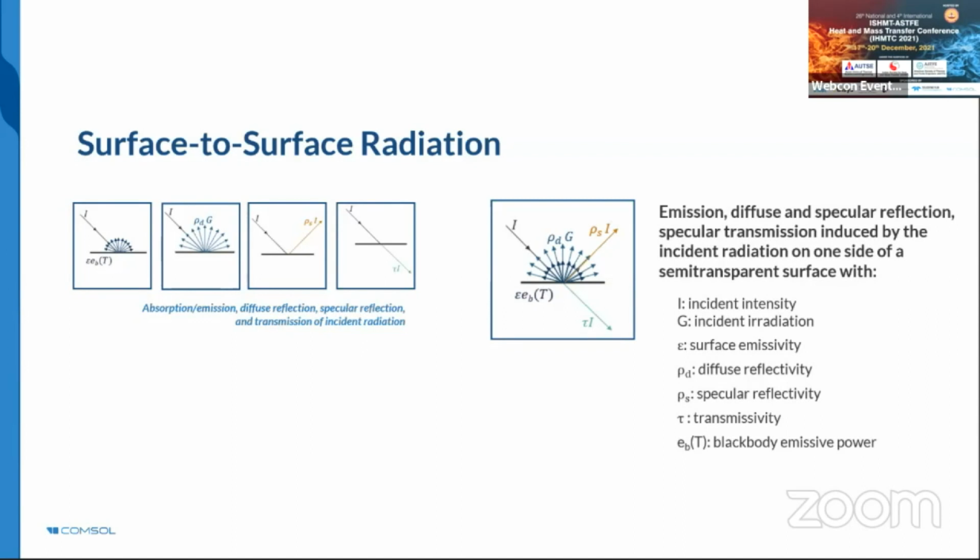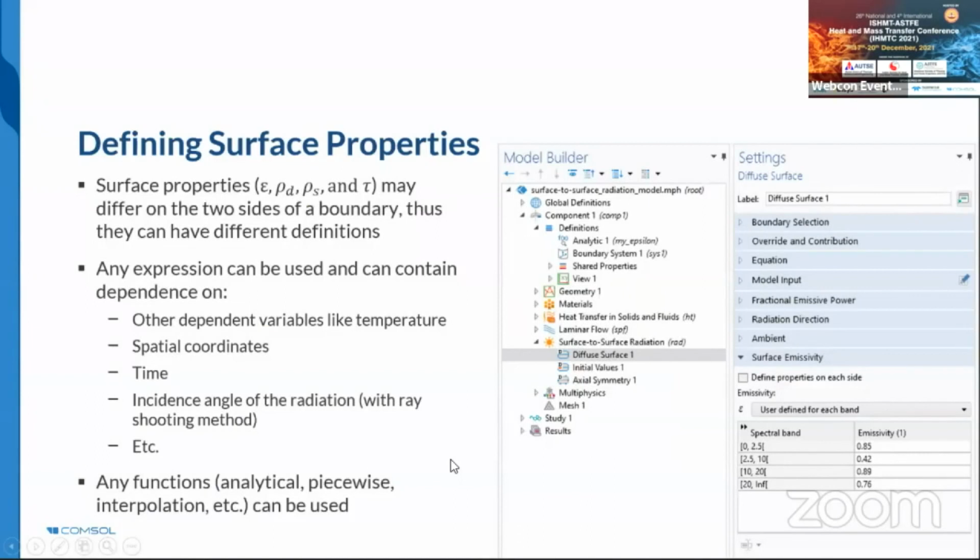So if I go back to surface-to-surface radiation, Comsol Multiphysics is able to account for surface emissivity or absorptivity, diffuse reflection, specular reflectivity, and transmissivity in case you have a semi-transparent surface. So all these properties are part of your model. And again, if you go in a model and select the corresponding node, all these properties can be defined in the user interface.